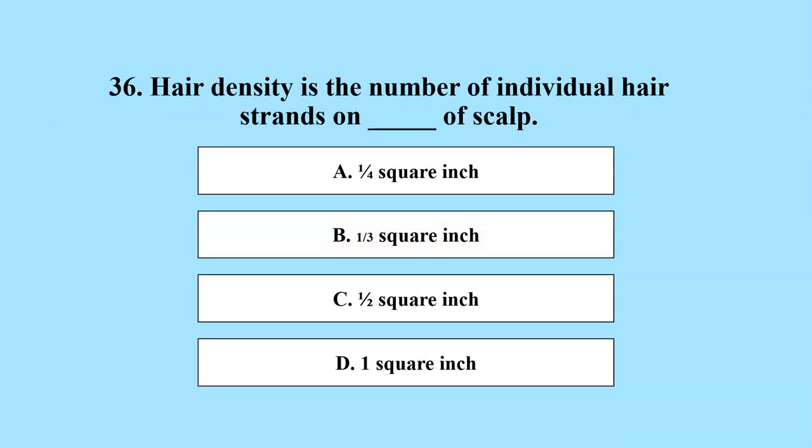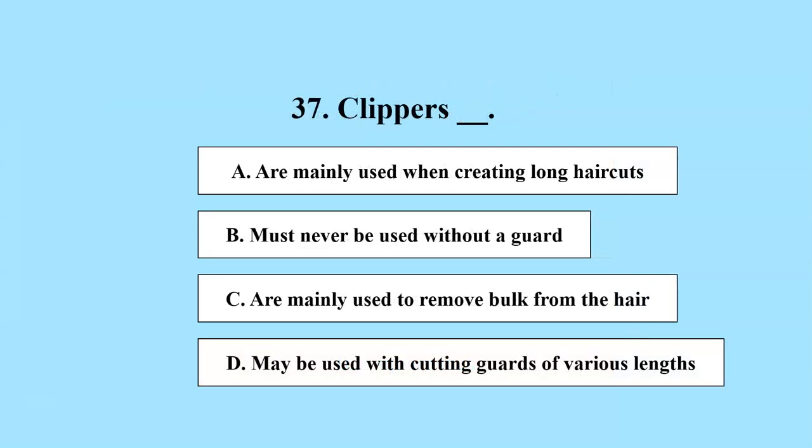Hair density is the number of individual hair strands on blank of scalp. Is it 1/4 square inch, 1/3 square inch, half square inch, 1 square inch? If you chose D, 1 square inch, you are correct.